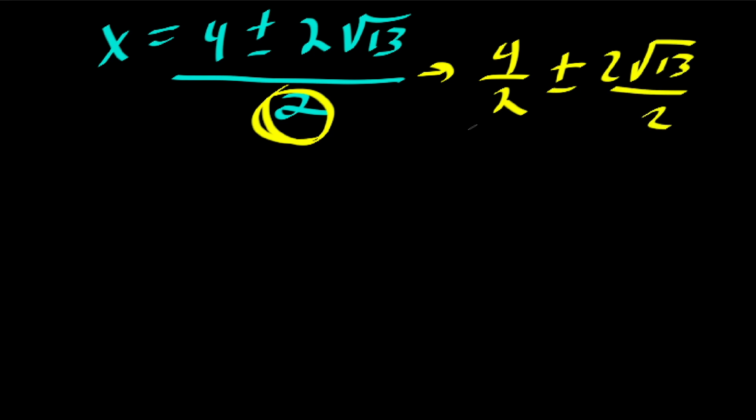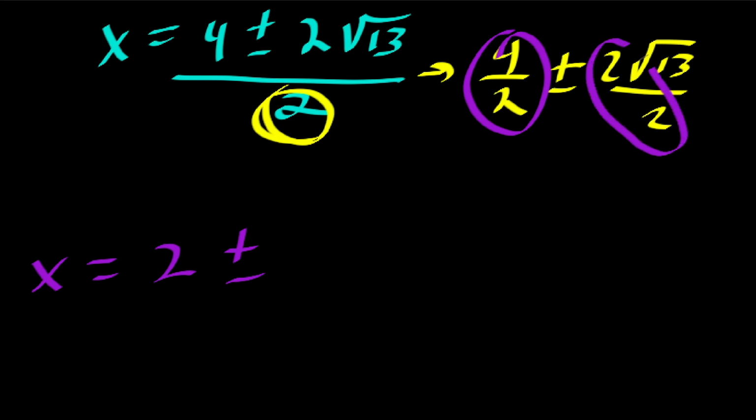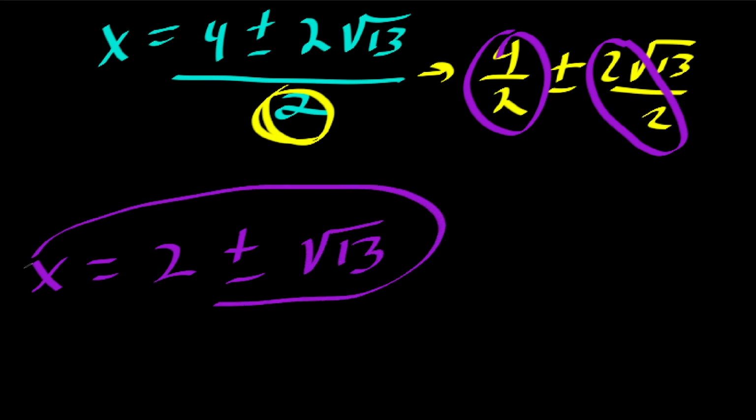So what I can actually do here is I can say 4 over 2 is just 2, so x equals 2 plus or minus, and then 2 over 2 gives me 1, so it would just be 1 radical 13, which is just radical 13. So there's our answer.